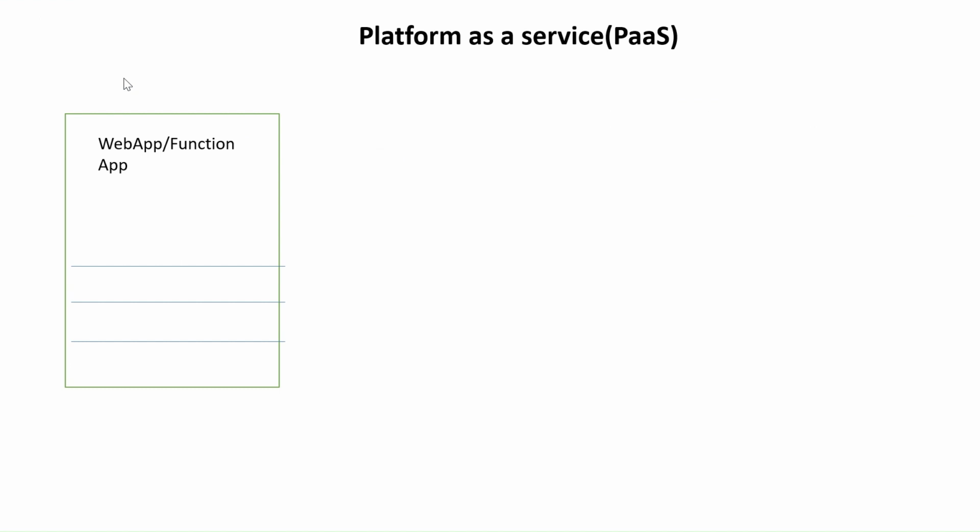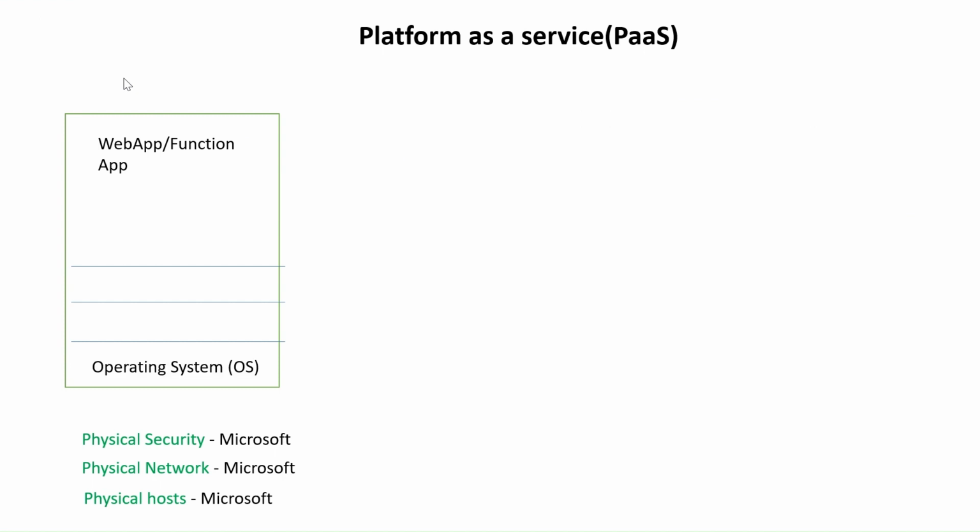You can opt to host it on a web app, and that would be called platform as a service. Okay, what's the benefit of PaaS? Let's see. Again, physical security, physical networks, and the physical host are all Microsoft's responsibility. Operating system, now here is the change. The operating system now comes under Microsoft's umbrella; Microsoft is responsible for the operating system, the customer is not.